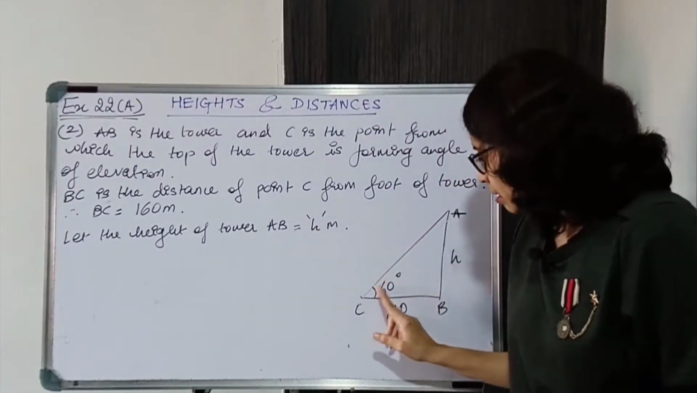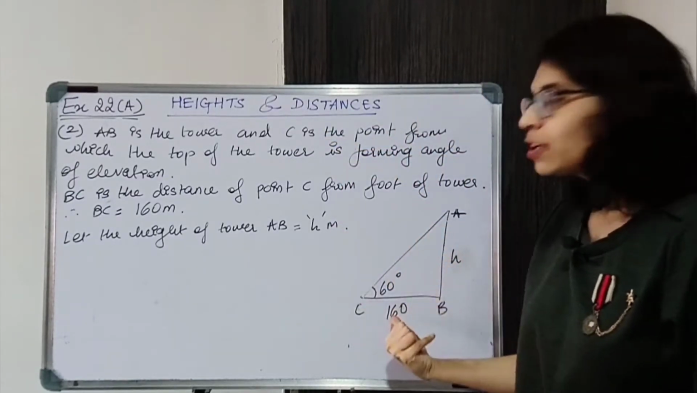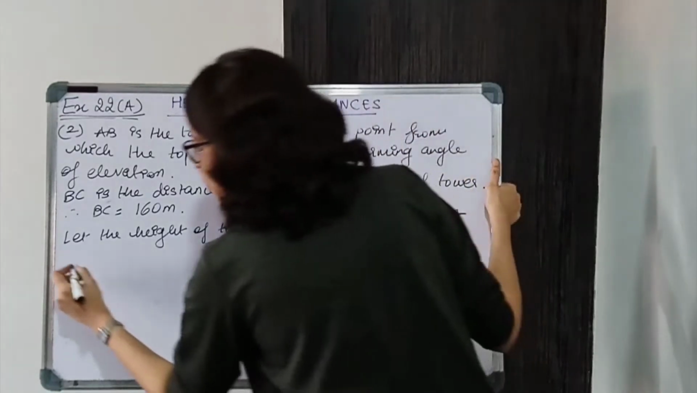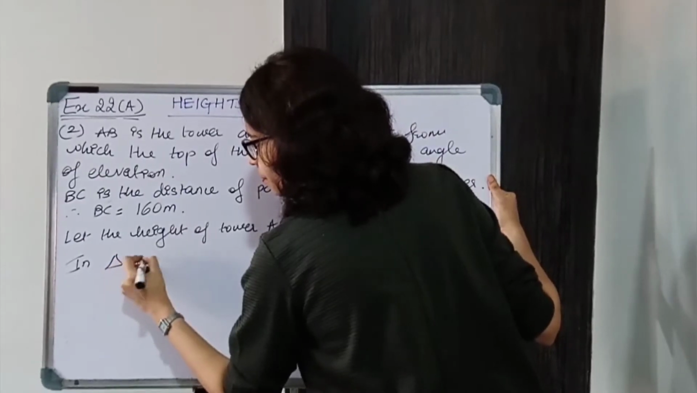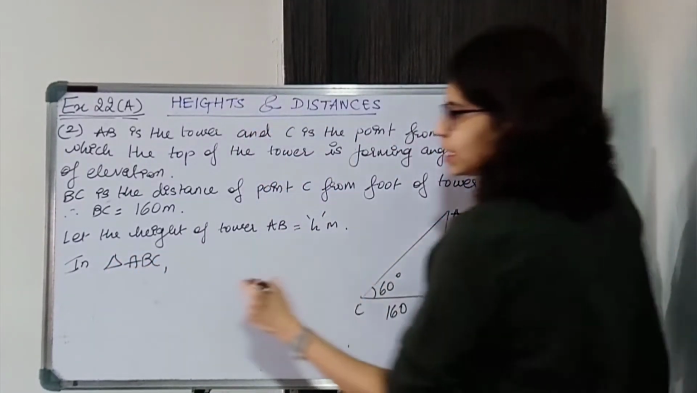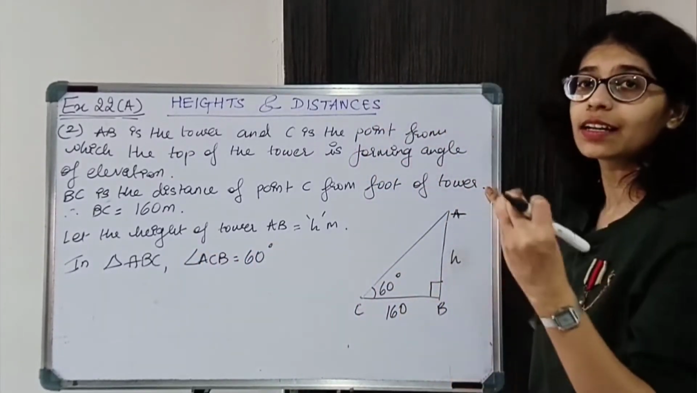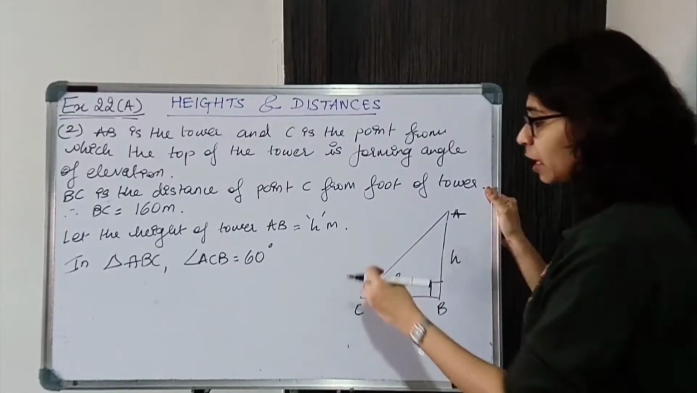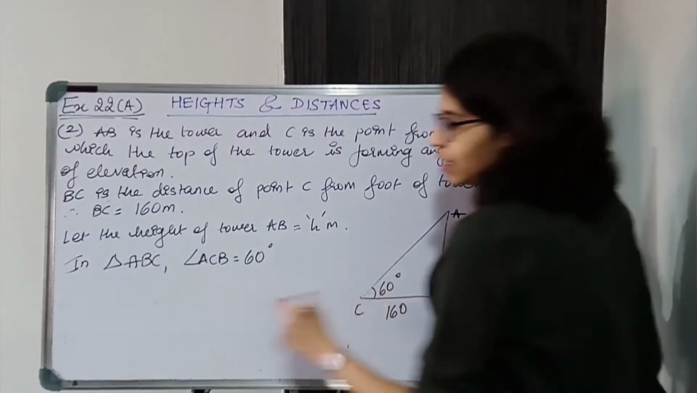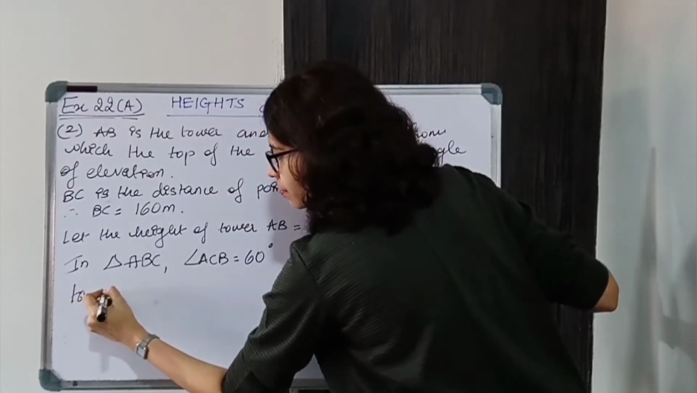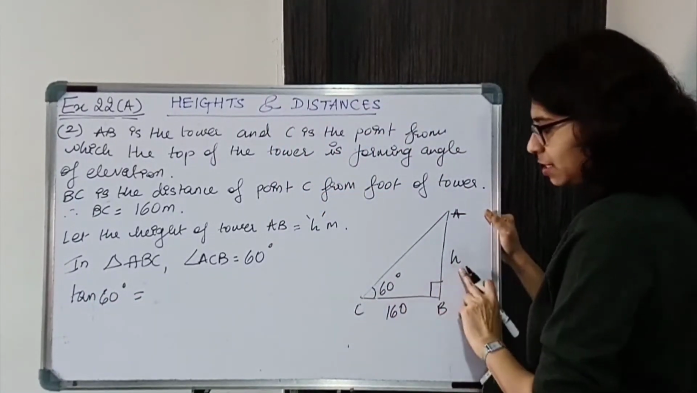Now opposite पता है, adjacent पता है, so we'll use TOA. Okay, that is opposite upon adjacent will give you tan theta. So in triangle ABC, angle ACB is equal to 60 degrees. Don't forget to put right angle over here. In right angle triangle only we apply trigonometric ratios. So ACB is 60 degrees. Now tan theta is equal to opposite upon adjacent. Opposite is H.